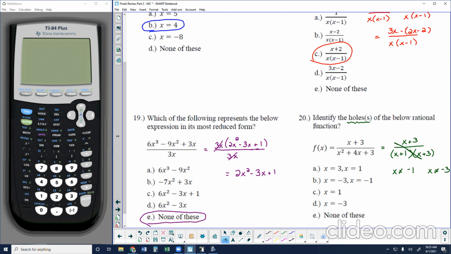Holes occur where factors of the numerator match factors of the denominator. So I have a factor of the numerator that matches the factor of the denominator, which could in turn be simplified, but this would give me the hole. So my hole would occur at x equals -3. That is the domain restriction that matches in the numerator and denominator.